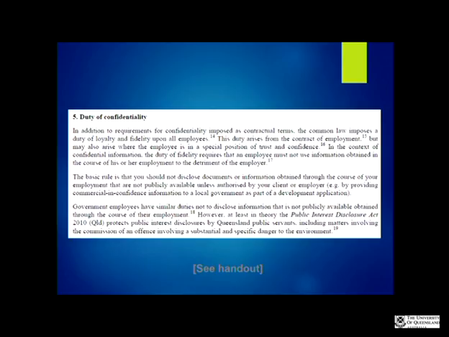Or if you act for the government, you would need the consent of your employer before you started sharing that information around. Government employees have a duty not to disclose information that's not publicly available, that's obtained through the course of their employment. So again, if they become aware of information because they're reviewing a development application, they can't then start disclosing that information to third parties. Otherwise, they're going to be in breach of that duty of confidentiality.